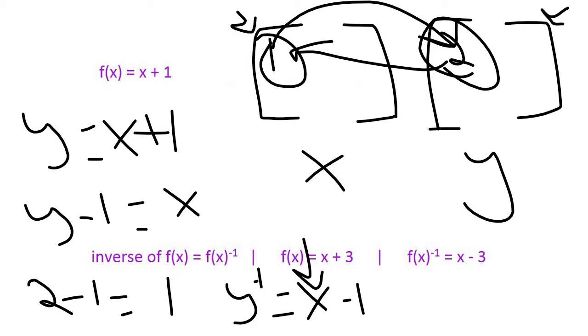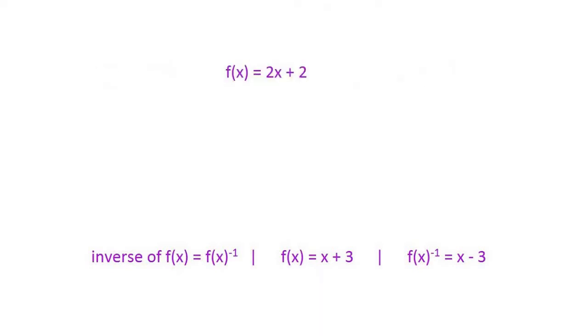Alright, so let's look at the second problem. Okay, for the second problem we have f of x is equal to 2x plus 2. So let's just plug a number in there just to see where we are. So f of x equals 2x plus 2. Let's plug 2 in for x. So you get 2 times 2, which is 4, then plus 2, which is 6. So we'll just write f of 2 is equal to 6.